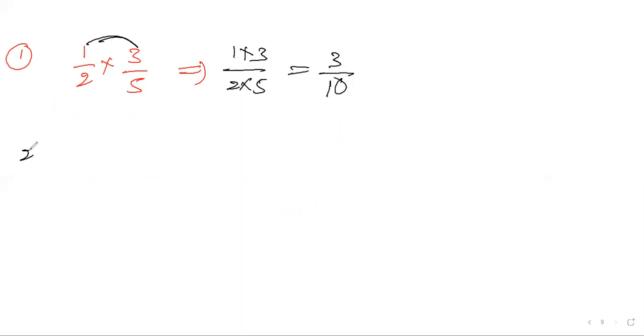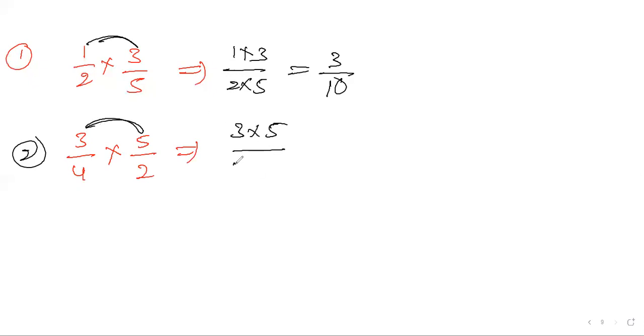Very good. Now I'll go for a second question here. 3 by 4 into 5 by 2. What is the answer here? You multiply: 3 fives are 15, 4 twos are 8. 15 by 8. This is very clear.